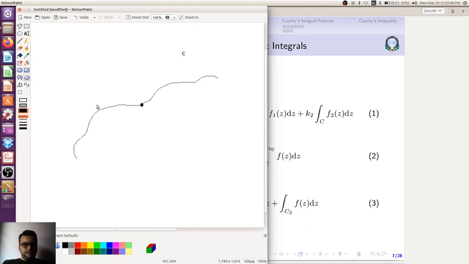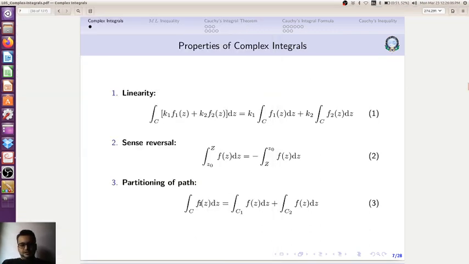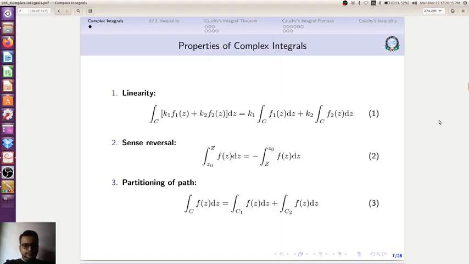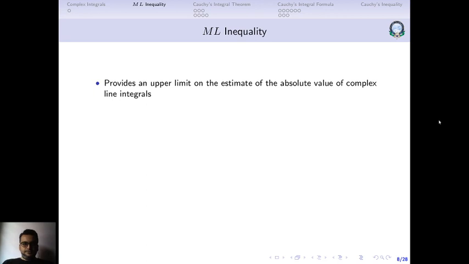So this is the first part, let's say C1, and this is the second part, which is C2. This is the total path, and I have partitioned it into two parts, C1 and C2. Then the integral over the entire path is equal to the integral over this path plus the integral over this path. That is the partitioning of path.